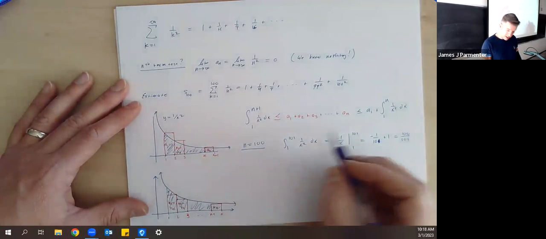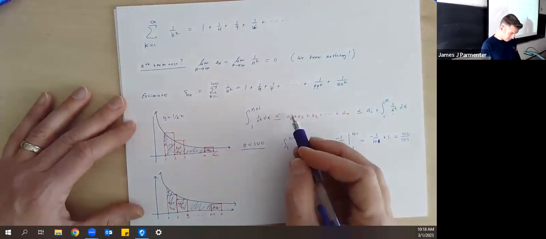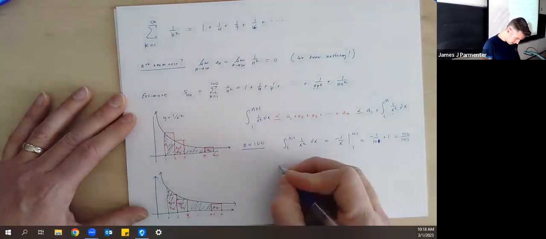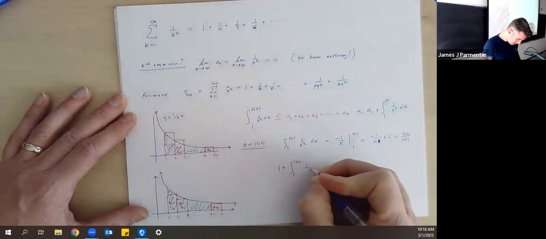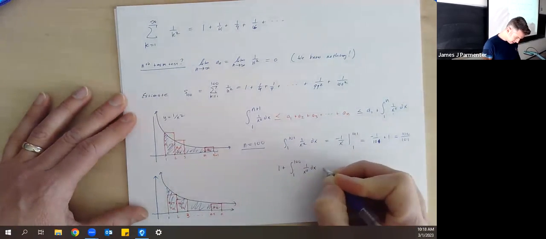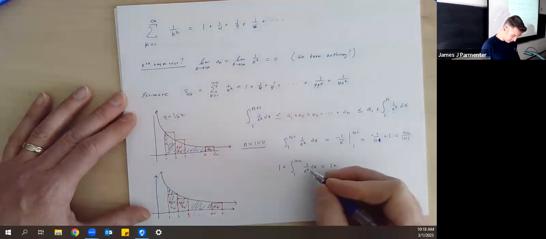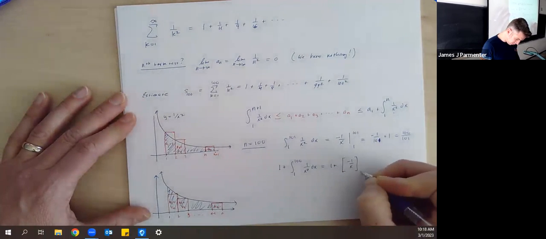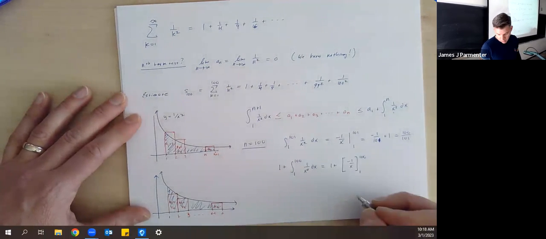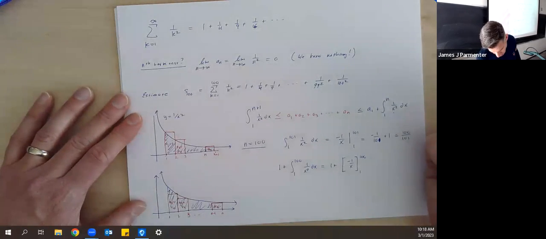And then this integral over here, well, that's going to equal, so my a sub 1 is 1. So 1 plus the integral from 1 to 100 of 1 over x squared is going to be, so again, same integral. The integral of 1 over x squared is negative 1 over x, but now I'm going from 1 to 100. So I'm going to get, I feel like I made a small mistake here. No, that should be right. Okay, yeah.